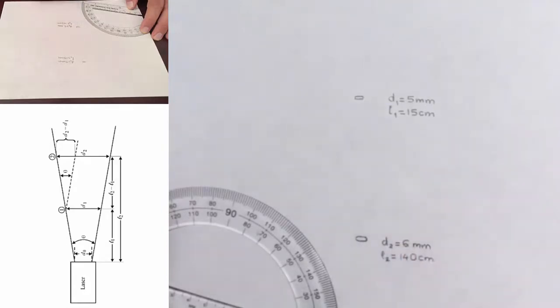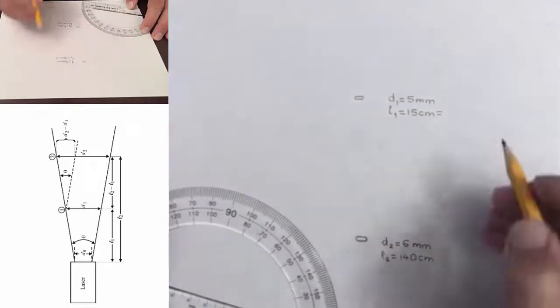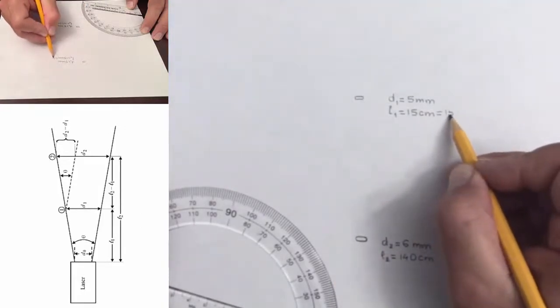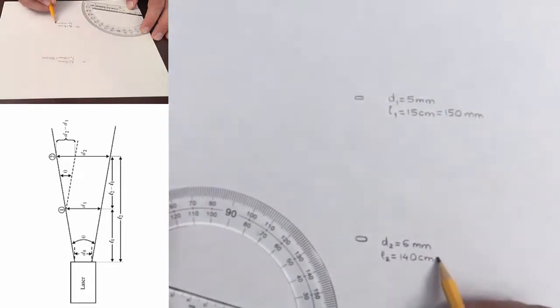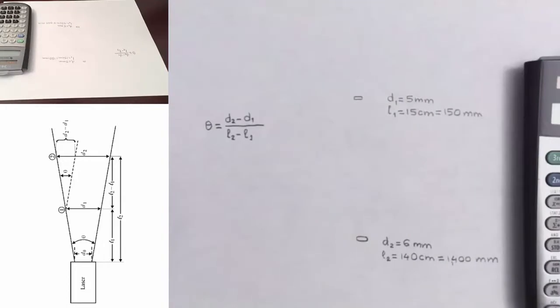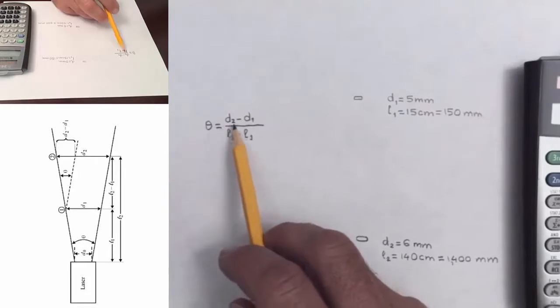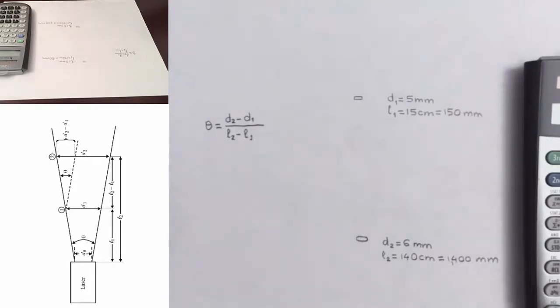Now that we have our distances and our diameters, we can also convert to the same unit. 1 centimeter has 10 millimeters, so we can convert 15 centimeters into 150 millimeters, and 140 centimeters into 1,400 millimeters. The formula to calculate the beam divergence is given here. The beam divergence theta is equal to D2 minus D1 over L2 minus L1.